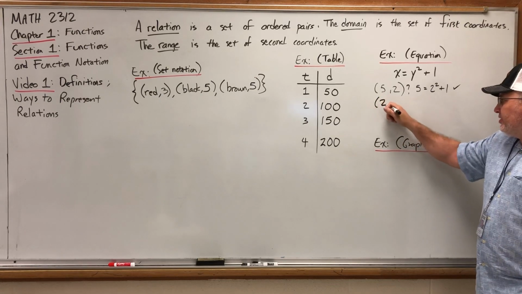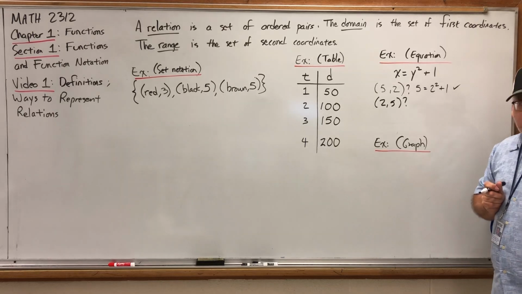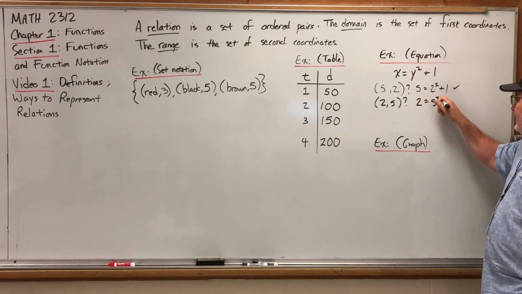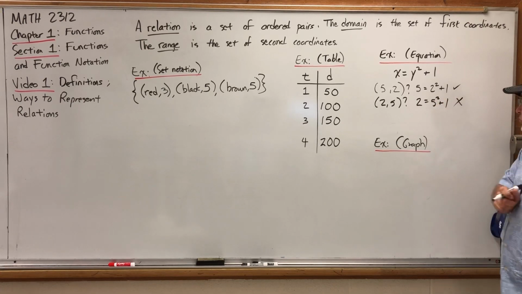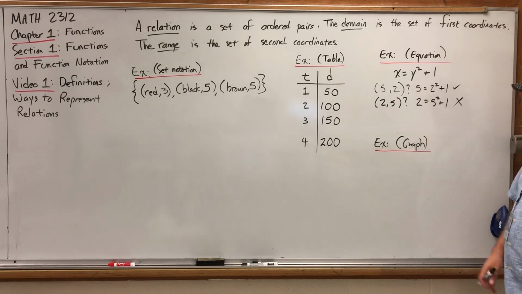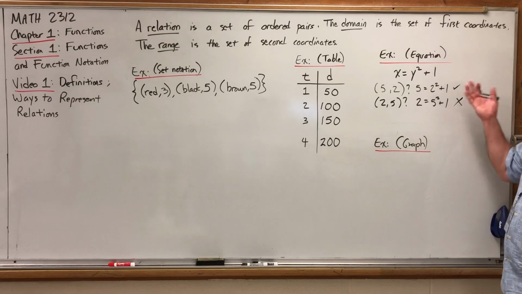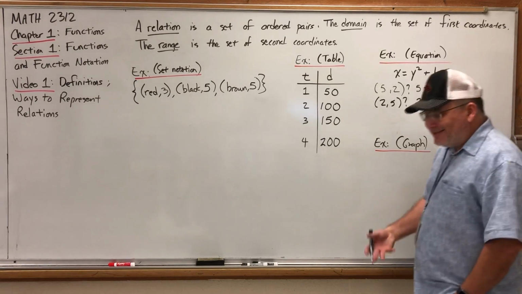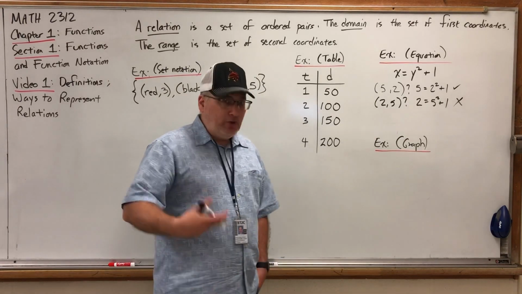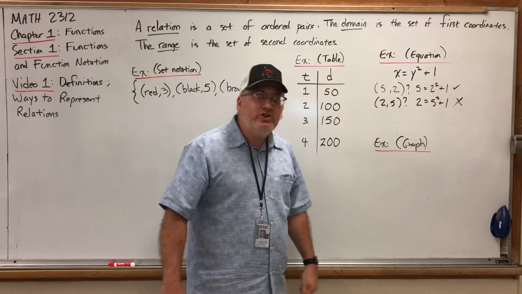What if I reverse them? Would 2, 5 belong to this relation? Well, if we substitute the 2 for the x and the 5 for the y, we get an equation that's not true. 2 is not equal to 5 squared plus 1. That means that the ordered pair 2, 5 is not part of this relation. So although this equation doesn't explicitly list ordered pairs, we can use it to check if an ordered pair belongs to the relation by seeing if the ordered pair is a solution of the equation.